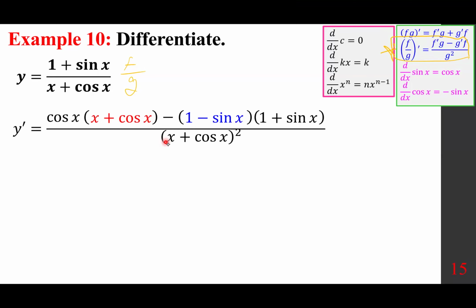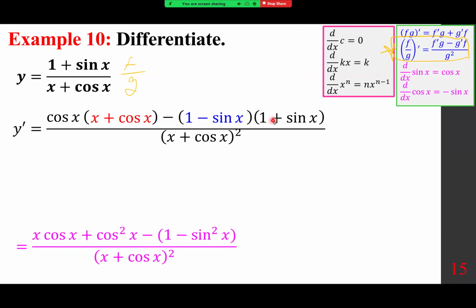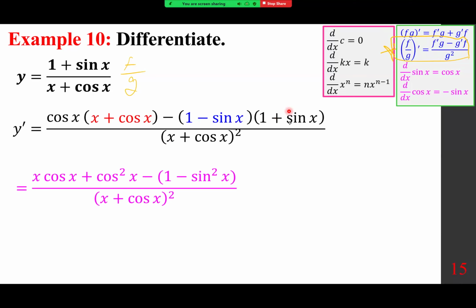Practically, we're done. As far as the differentiation is concerned, all we have to do is simplify. And this is a minus b, a plus b. Okay, and we get a squared minus b squared. So I've shown you that. So a minus b, a plus b, a squared minus b squared.